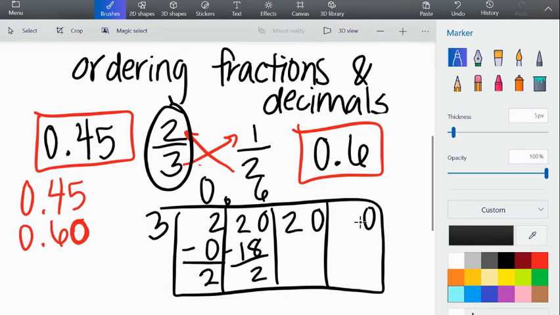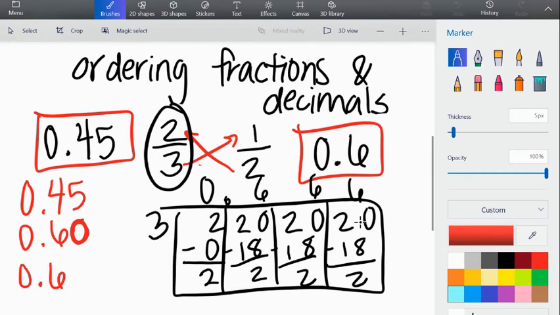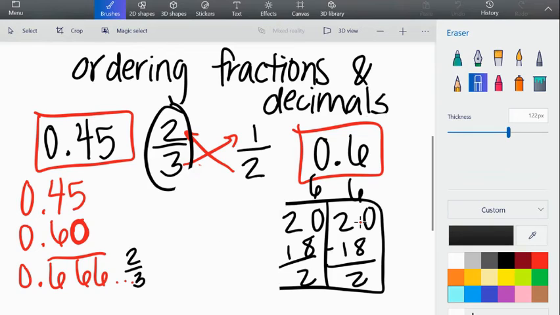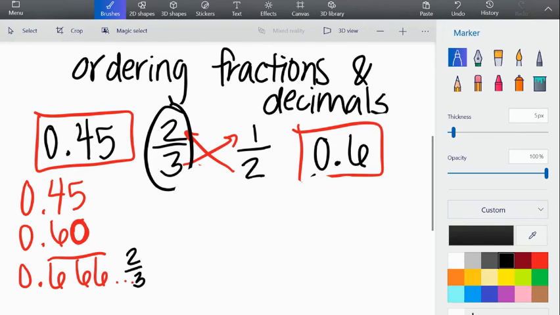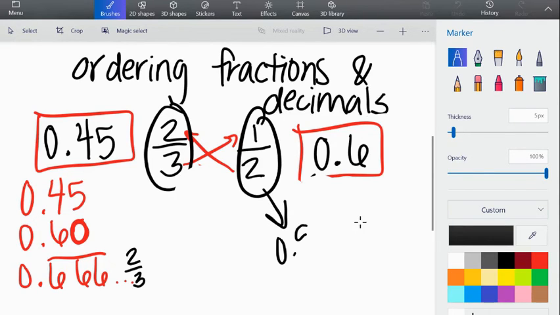Bring it over. If you know this, it is going to be a repeating decimal. It goes on and on forever and ever. It is 666 times infinity, so it does not stop. So to show that, we can either do an ellipsis or show a line on the top. So that is 2/3. Now let's do 1/2. We should already know what 1/2 is, this is equivalent to 0.5.